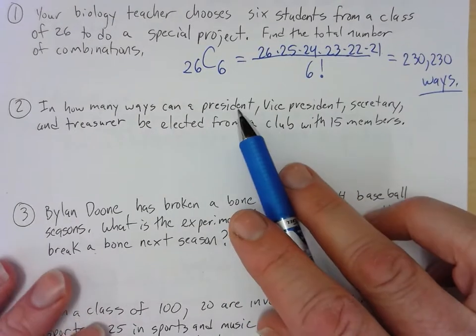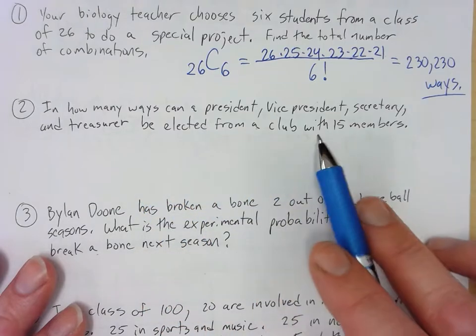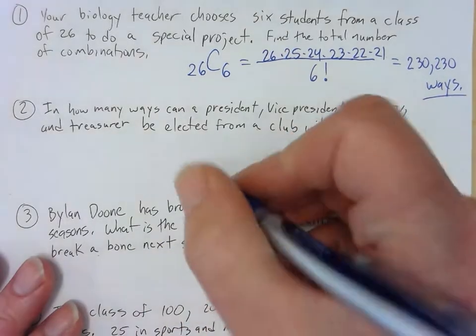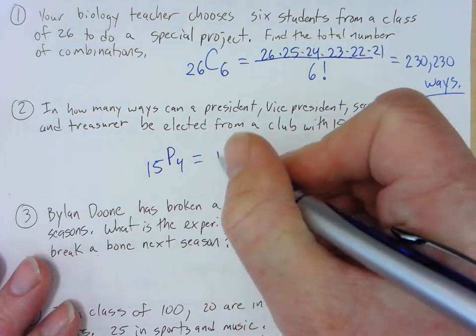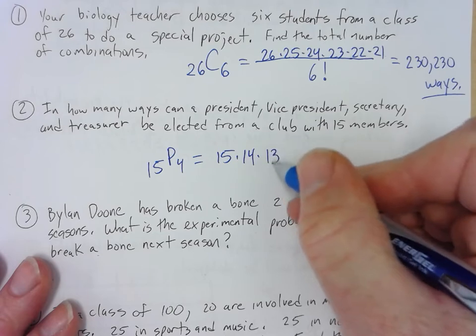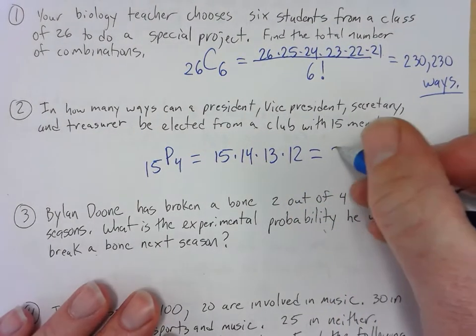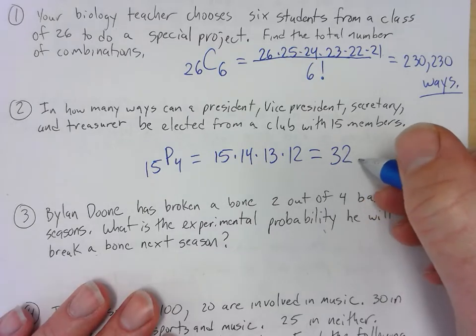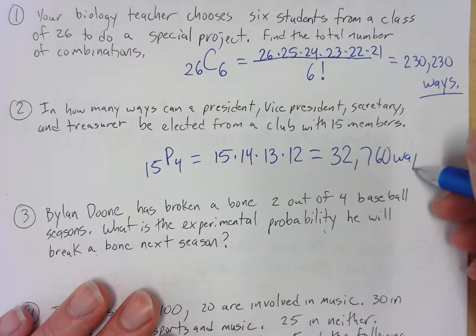There are distinct positions: president, vice president, secretary, and treasurer. There's 15 members in your club, so it'd be 15P4. There's 15 ways to pick out the president, 14 for the vice president, 13, and 12. When we multiply those together, we get 32,760 ways.